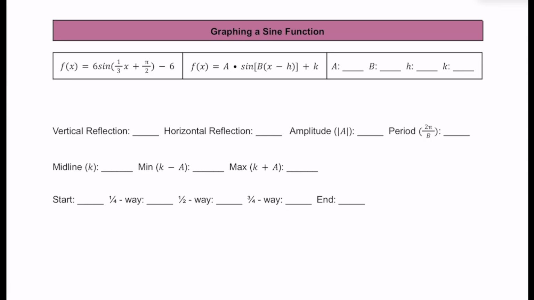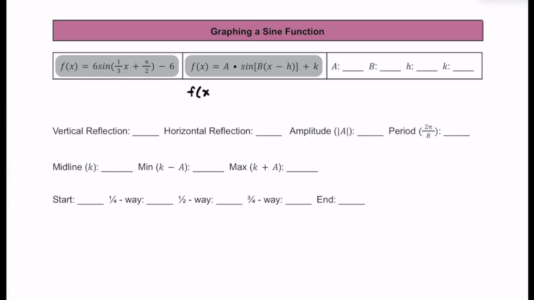Let's practice graphing a sine function together. For this particular function, we have f of x is equal to 6 times sine of the quantity of 1/3 x plus pi over 2, minus 6. Over here we have our formula for how we typically like to look at these functions.